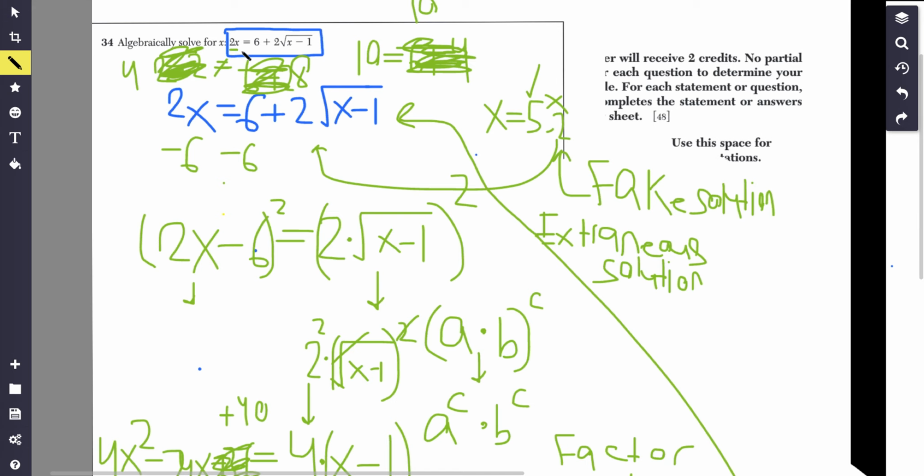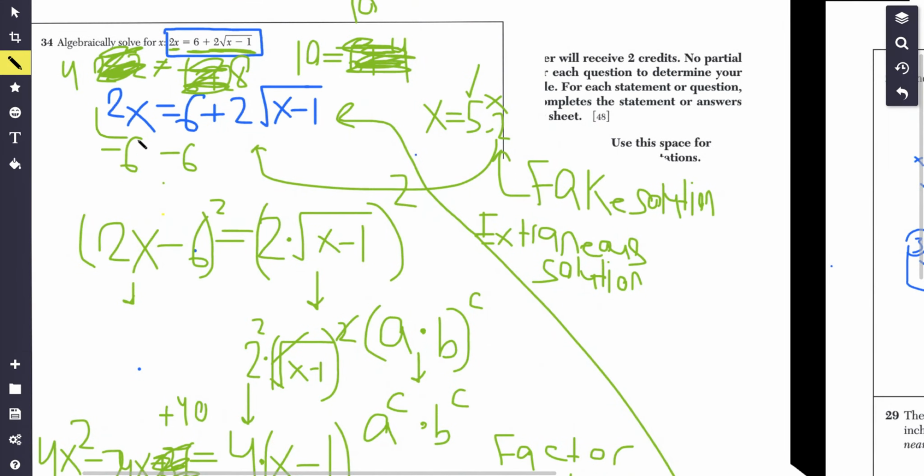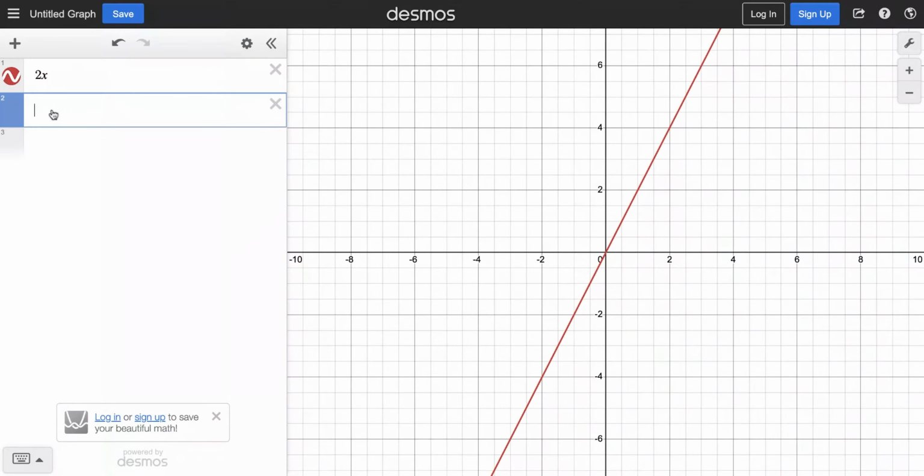Now, in the Algebra 2 Regents, you're given a graphing calculator, so you can actually check the answers on the graphing calculator. You don't even have to do this much work. You can say, okay, I have two equations. I had 2x here, and then I have 6 plus 2 times the square root of x minus 1.